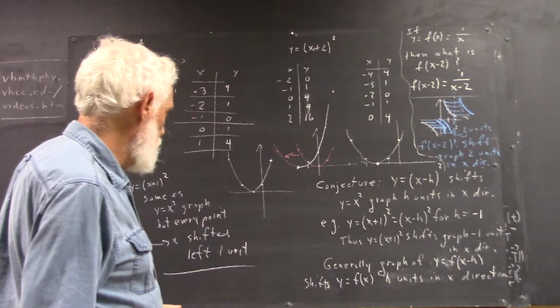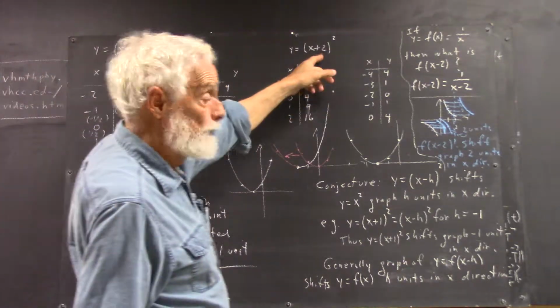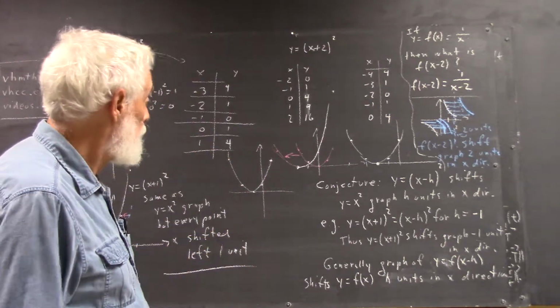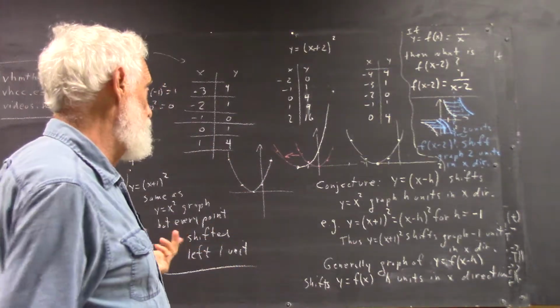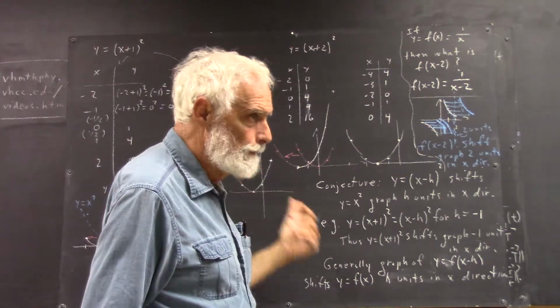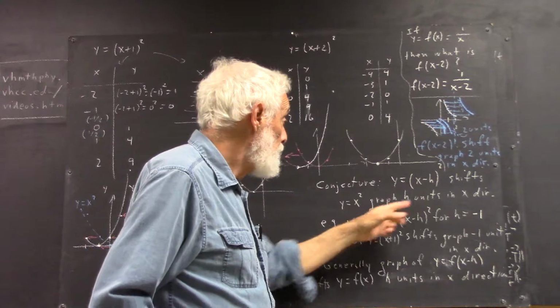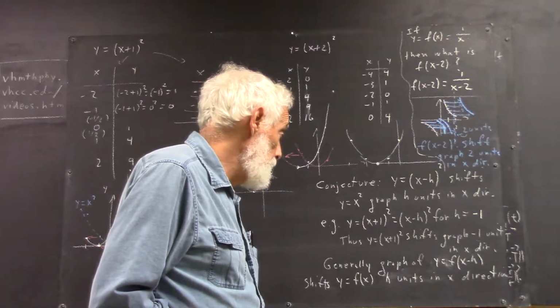You would conjecture, though, that if you did x plus 3 squared, well, that shifts the graph over 3 units, right, to the left. So then you might ask yourself, well, what if it's x minus 3 squared? Well, it probably shifted in the opposite direction, so shift it to the right. Anyhow, we have this conjecture.